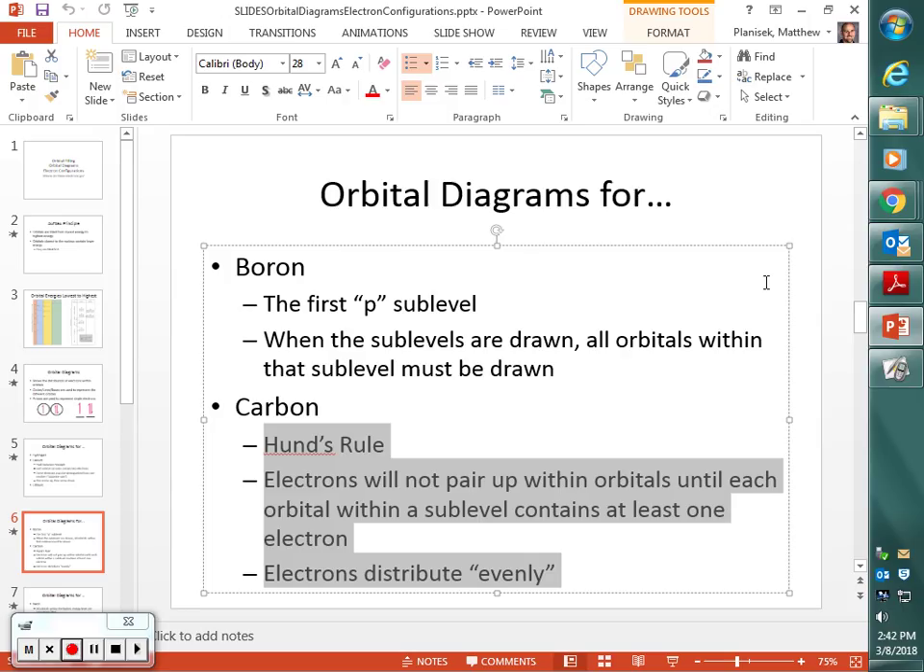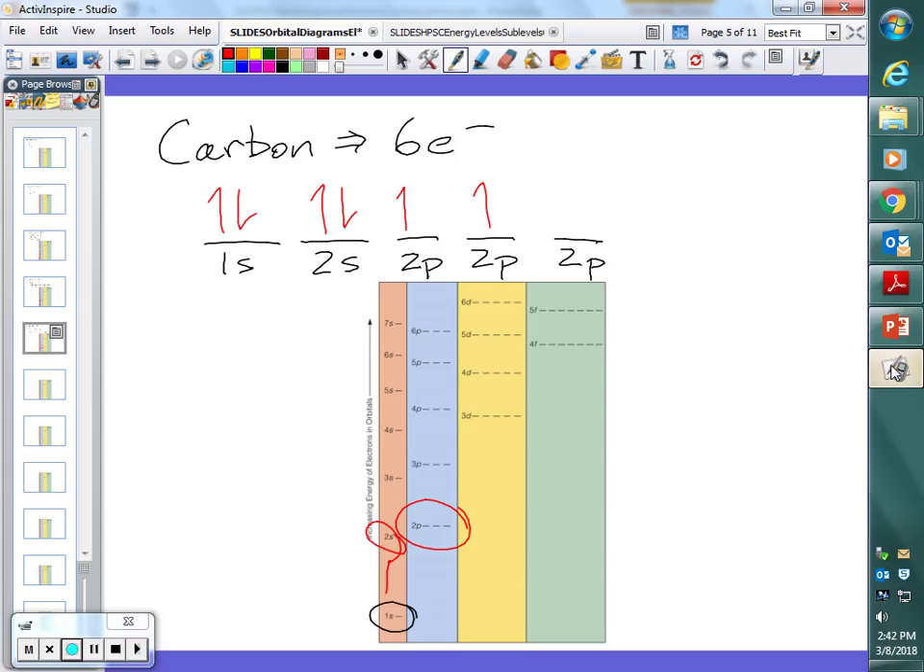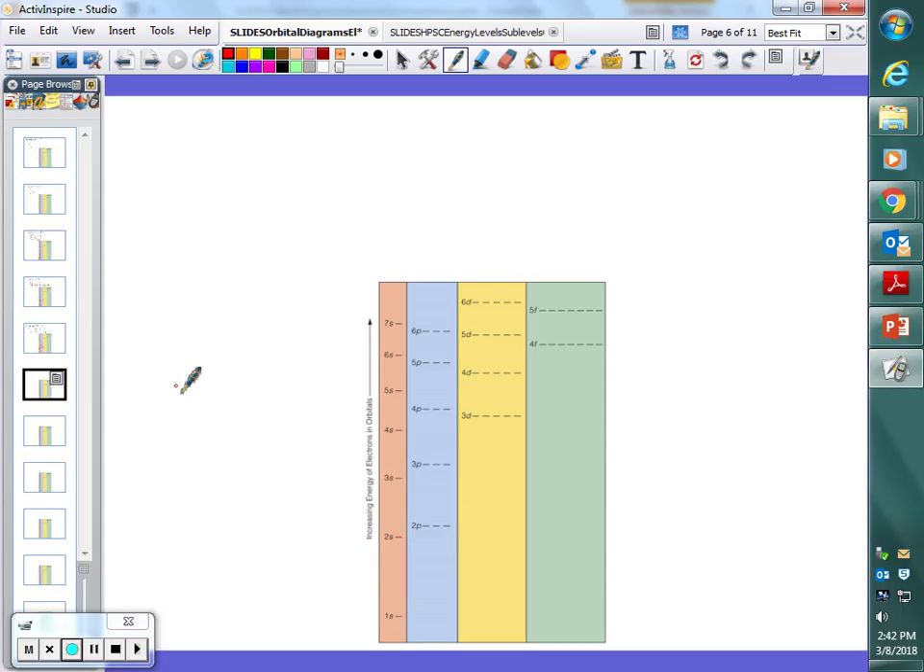All right. What's the next one on your list? Neon. Let's throw one in there that I haven't given you yet. Let's go with oxygen. First things first, how many electrons does oxygen have? It's 8. Oxygen has 8 electrons.